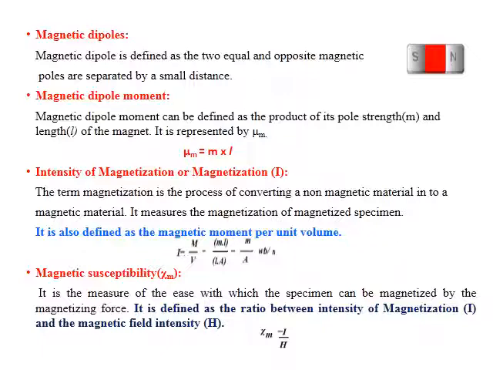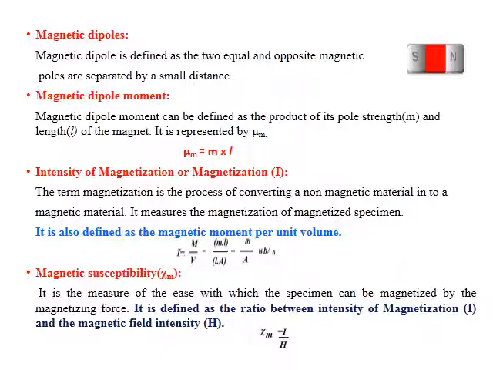So depending on the available magnetic dipole moments and their orientation, the material's magnetic property will be understood. Next important topic is intensity of magnetization, or magnetization. The term magnetization is the process of converting a non-magnetic material into a magnetic material. It measures the magnetization of a magnetized specimen.